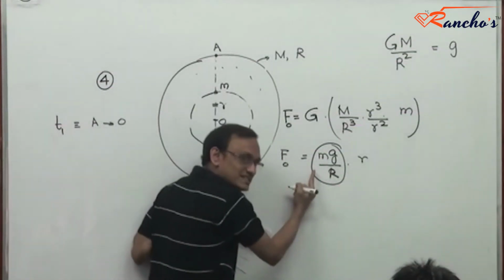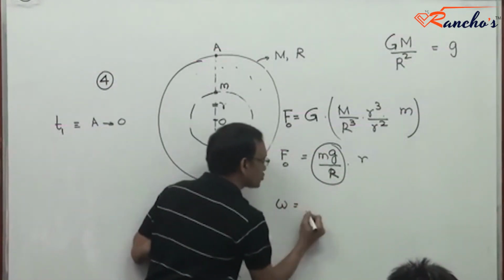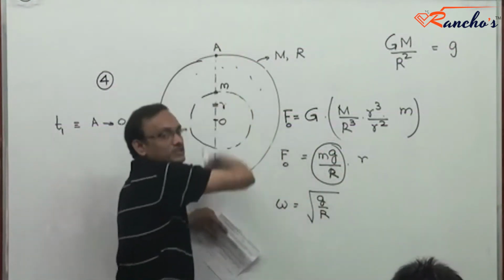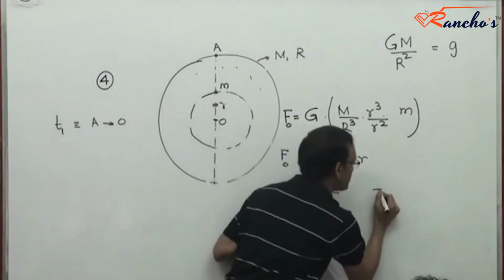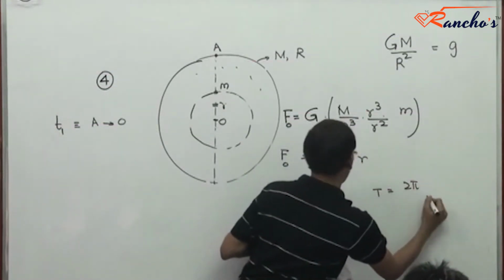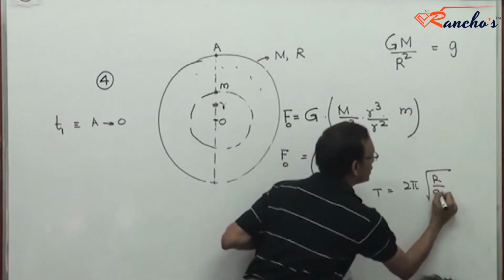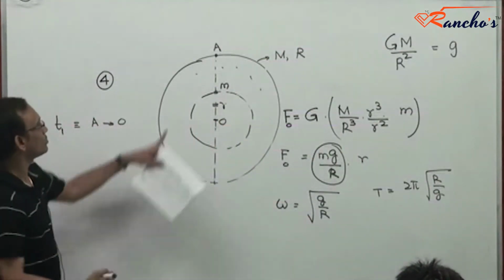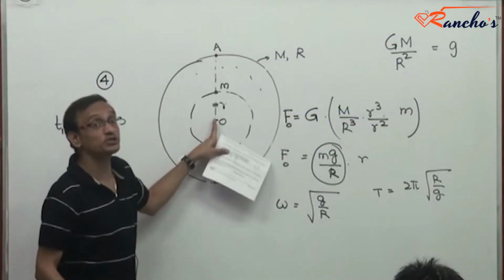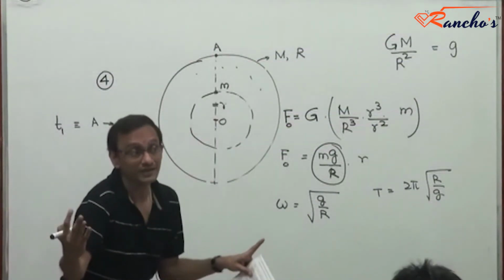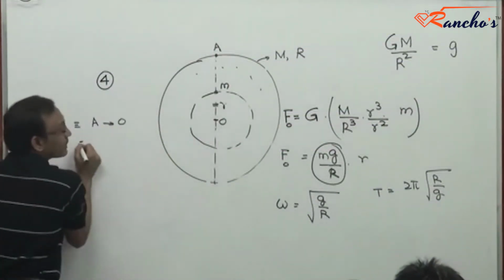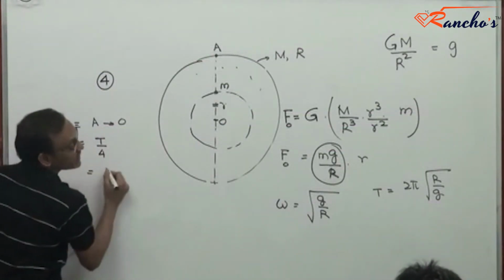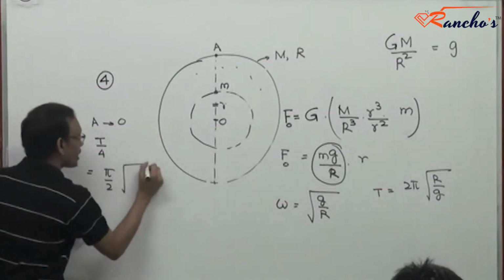So k is this. So the omega of the motion is going to be root k by m. So the omega is root g by R, the omega of the simple harmonic oscillator, and the time period is going to be 2 pi by omega, 2 pi root R by g. And the time it takes to go from A to the mean position is a quarter of a time period. So T1 must be T by 4, one-fourth the time period, which is pi by 2 root R by g.